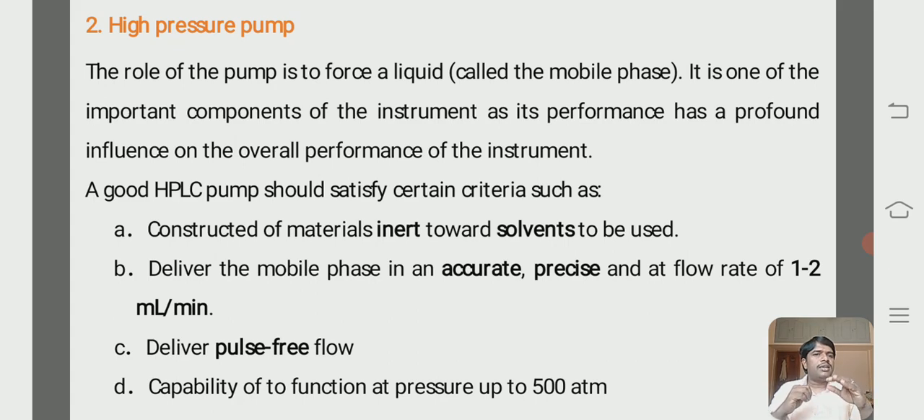It should be constructed of materials inert towards the solvents to be used. The materials used to construct the pump should be inert towards the solvents used in this technique. It should deliver the mobile phase in an accurate, precise manner at a flow rate of around 1 to 2 ml per minute. It should deliver pulse free flow and should be capable of functioning at a pressure up to 500 atmospheres.